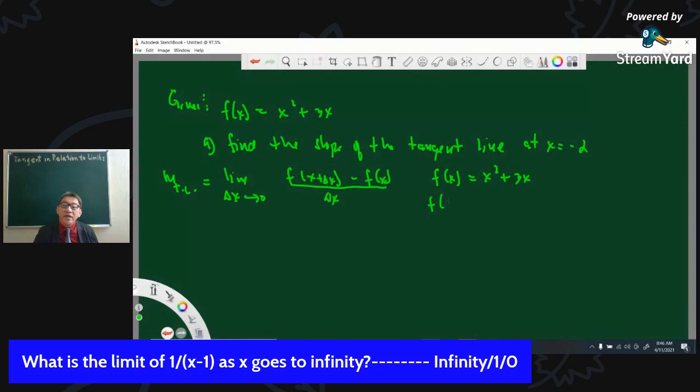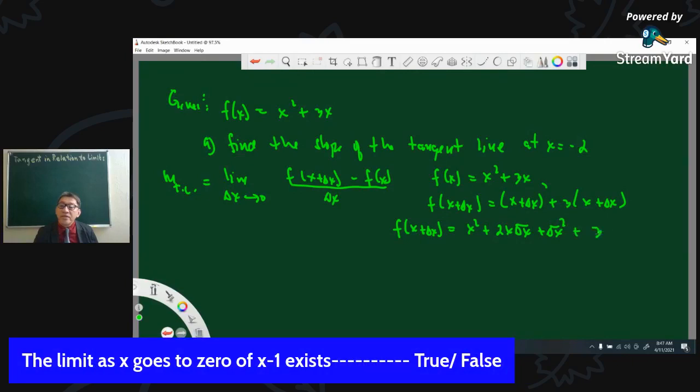What is now f of x plus delta x? We assign it like this: x plus delta x squared plus 3 times x plus delta x. Following the square of a binomial, this would be x squared plus 2x delta x plus delta x squared plus 3x plus 3 delta x. Now apply that.